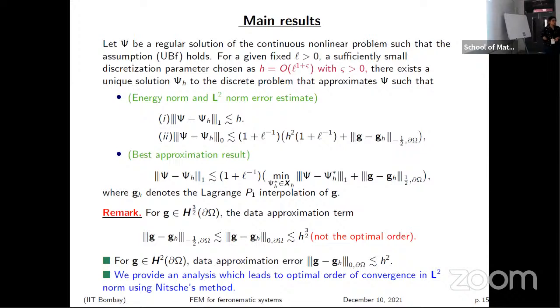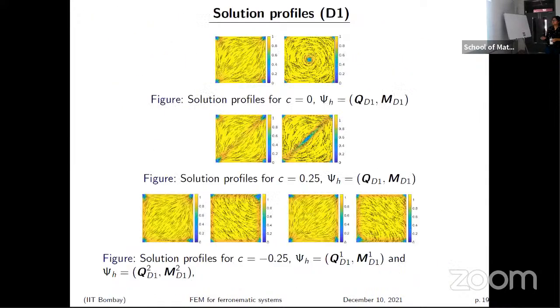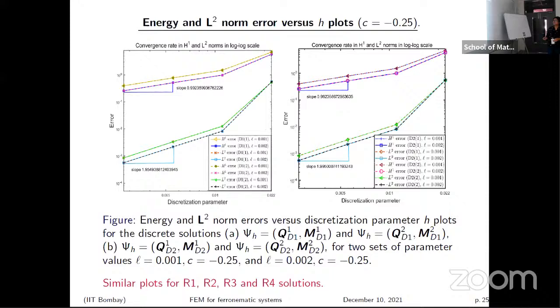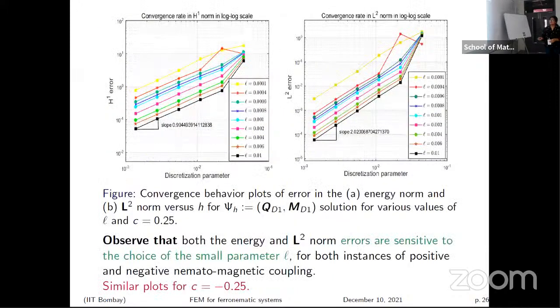Could you go to that slide where you said the errors are sensitive to the parameters? Okay. So this error, what exactly are you calculating? This error means isn't the difference between this Q_L,M_L and the Q naught and M naught? Oh, okay. That's the question. So we do not have an exact solution, so we compare the consecutive two iterations.